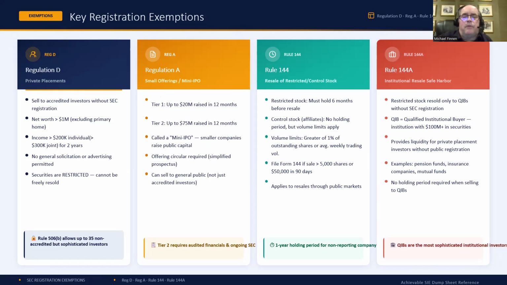If it's a tier two and you're a non-accredited investor, you can't put more than 10% of your net income or 10% of your net worth into it. For whatever reason, tier one, they just let it fly. Whatever you want to do, you can do. But with tier two, you can't put in more than 10% of your net worth or 10% of your income if you're a non-accredited investor. Also called a mini IPO. Offering circular required, simplified prospectus.